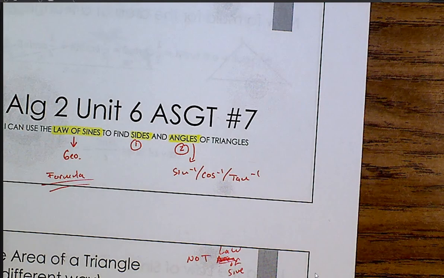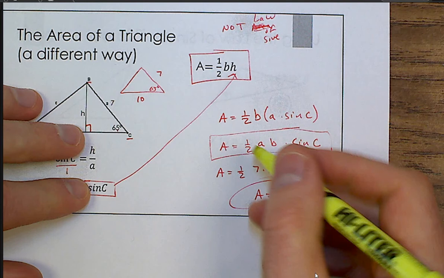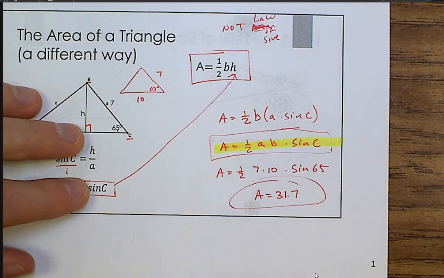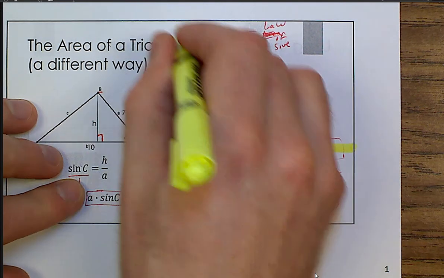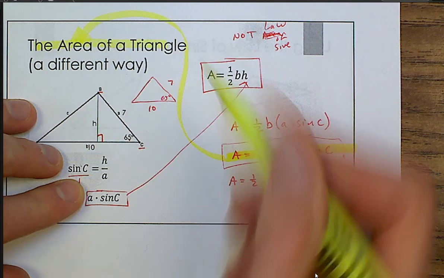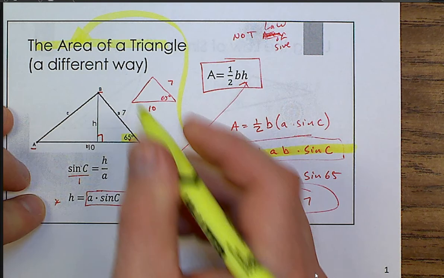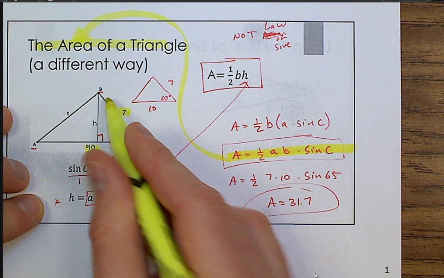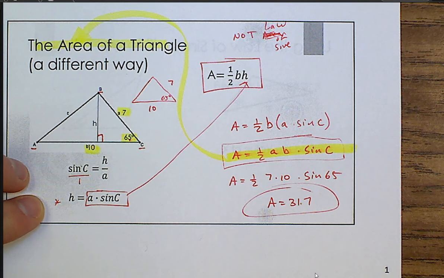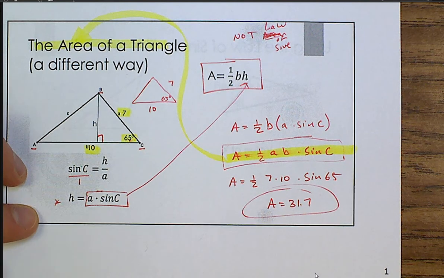So this formula is what you would use to find the area of a triangle if you have the angle and the two sides that come together and include that angle. That's what that formula would be. Okay? All right, let's turn the page here.